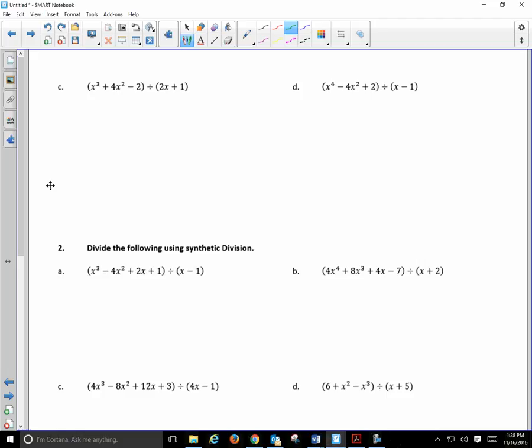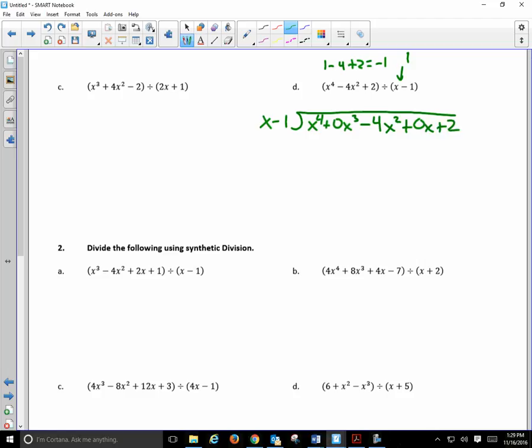What is the solution to the divisor? 1. So if I plug in 1, I get 1 minus 4 plus 2, which is negative 1. So that means the remainder should be negative 1 when all is said and done. So I'll divide that. X minus 1 goes into x to the 4th plus 0x cubed minus 4x squared plus 0x plus 2.